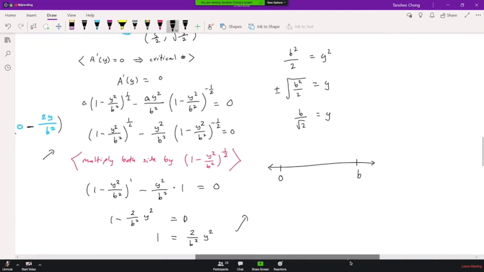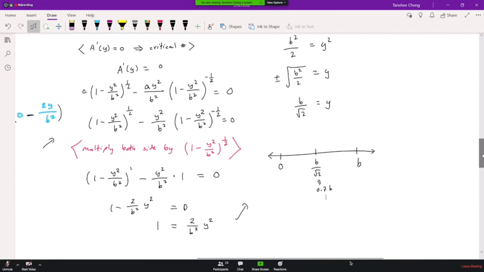So therefore, right here, we have b divided by square root of 2. That is approximately 0.7b if you use a calculator. So that I can basically test 2 numbers right here. Are there any questions before I move any further? Are you all okay with this?